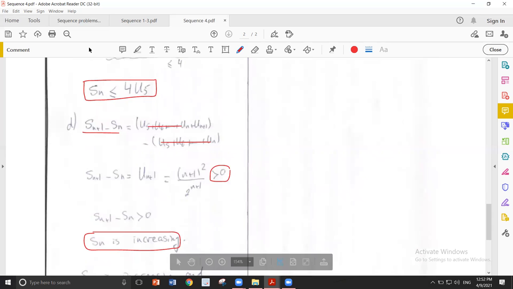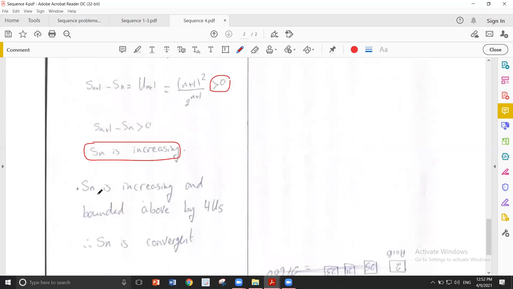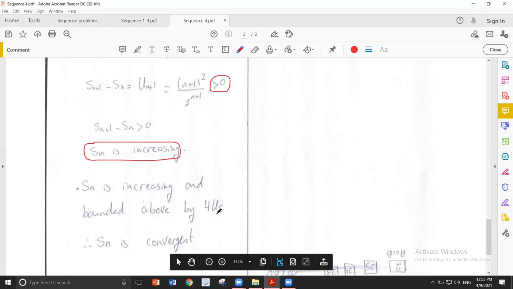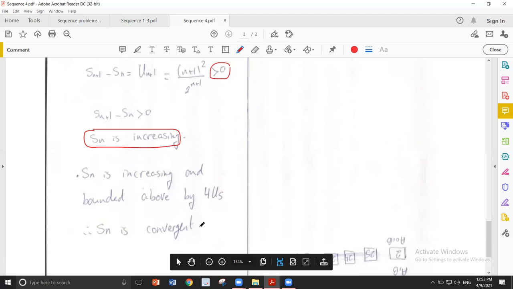Since Sn is increasing and bounded above by 4U5, therefore Sn is convergent. We did not calculate the limit; we showed that Sn is convergent, because it is increasing and bounded above by 4U5.